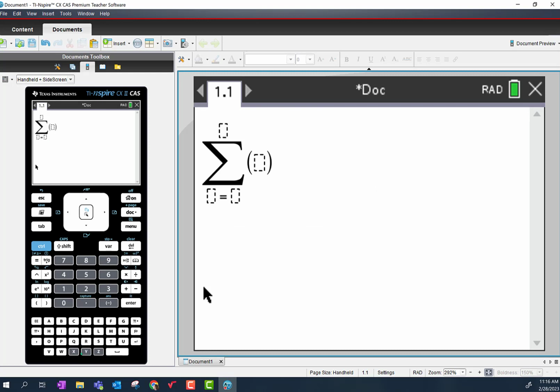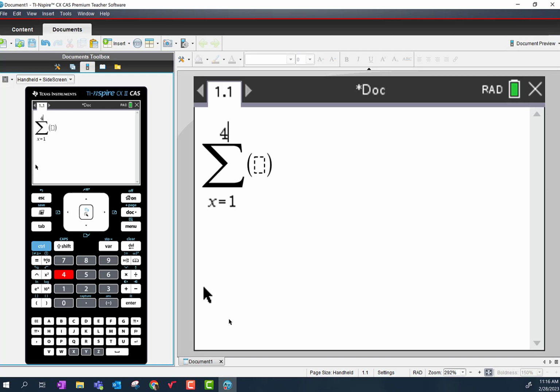I like to use these gray buttons for variables that will not steer you wrong. So I'm going to say we're just typing it in, x equals 1. And it says approximate by using the first 4 terms. So I'm going to go from 1 to 4: 1, 2, 3, 4. That's 4 terms.